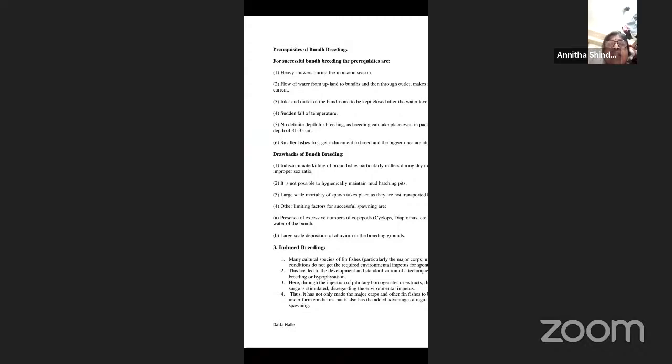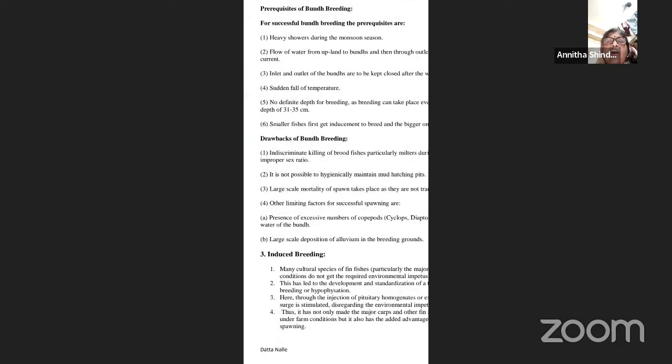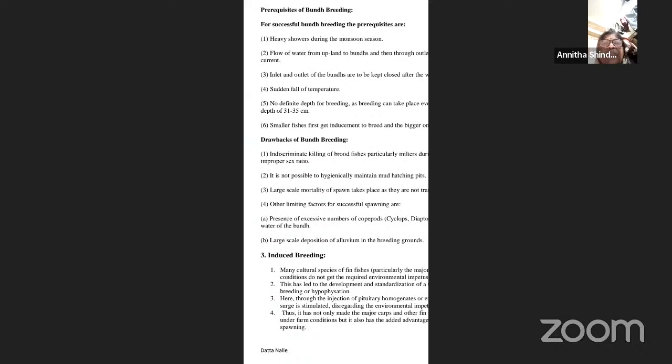Then drawbacks of the bund breeding are indiscriminate killing of brood fishes, particularly milters during dry months, which results in improper sex ratio. So indiscriminate killing of the brood fishes means, milters means especially the males. Actually what do you mean by milt? Milt is nothing but a liquid which oozes out from the male. I told you, it contains nothing but the sperms.